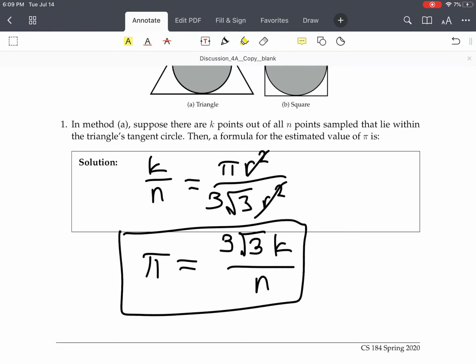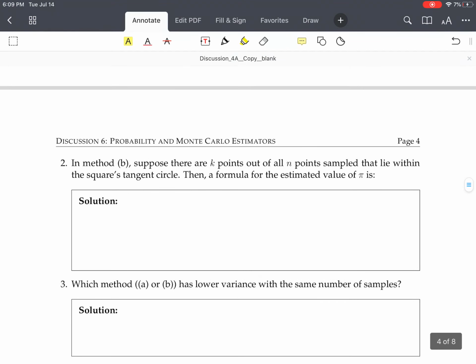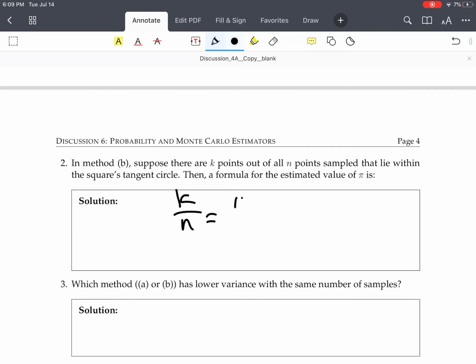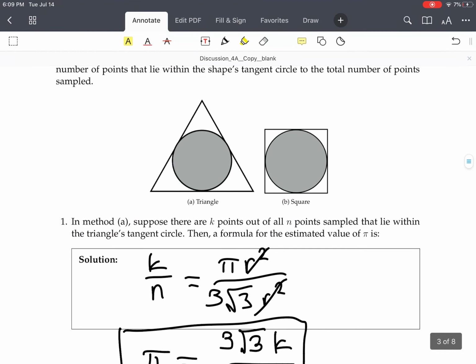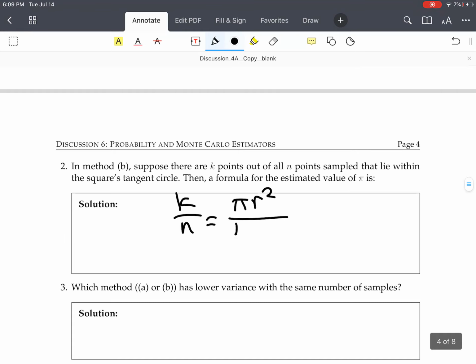Okay, so now we're going to move on to number 2, and in number 2 we're going to do the same thing, except instead of the triangle we're going to use the square setup this time. So k over n is equal to pi r squared over the area of the square. If you look at this, the side of the square is 2r, twice the radius. So the area is going to be 4r squared. Once again, the r squareds go away. We rewrite this and we get pi is equal to 4k over n.